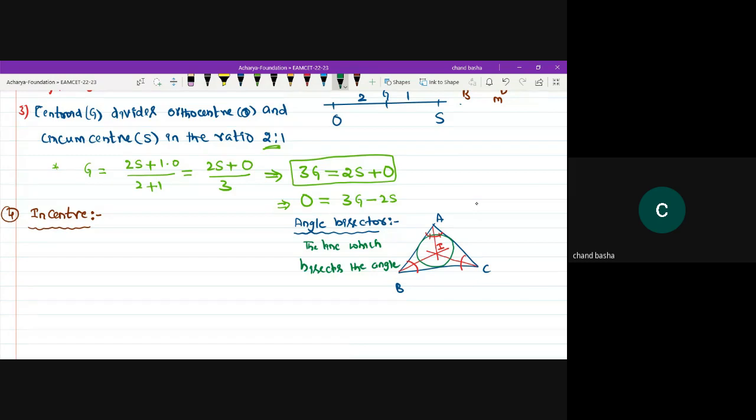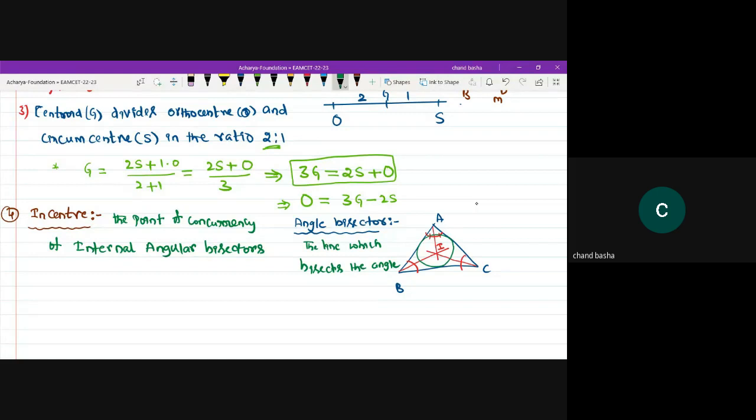So what is meant by incenter? The point of concurrency of internal angular bisectors. Sir, you are specifying internal angular bisectors.